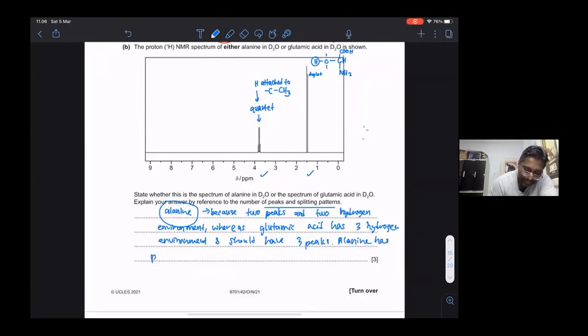So alanine has a peak at maybe here, 3.7. So what kind of peak does it have? Quartet, because the adjacent carbon has 3 protons.